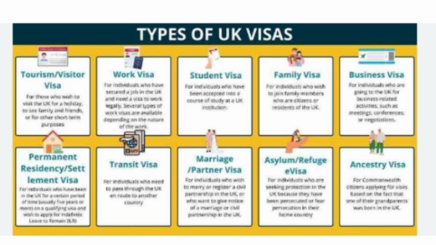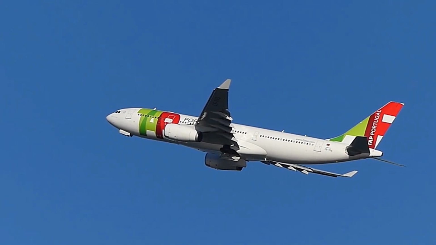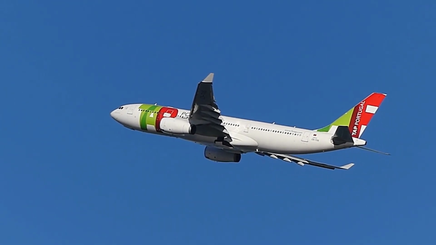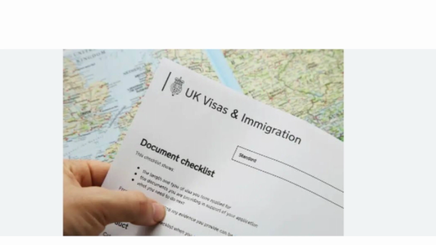Then we also have work visa. There are several types of work visa available for those looking to take up employment in the UK. This work visa includes Tier 1 visa. This one is for entrepreneurs. That means the individuals looking to set up a business in the UK. And Tier 2 visa, which is general visa for skilled workers. And Tier 5 visa, temporary work visa for those taking up temporary position.